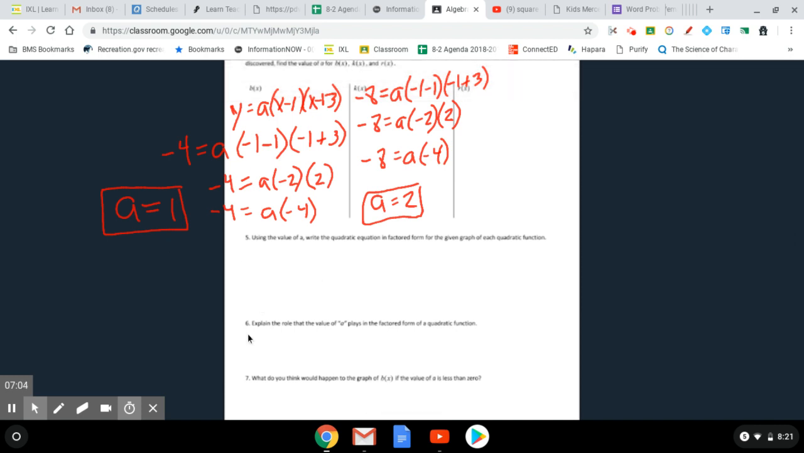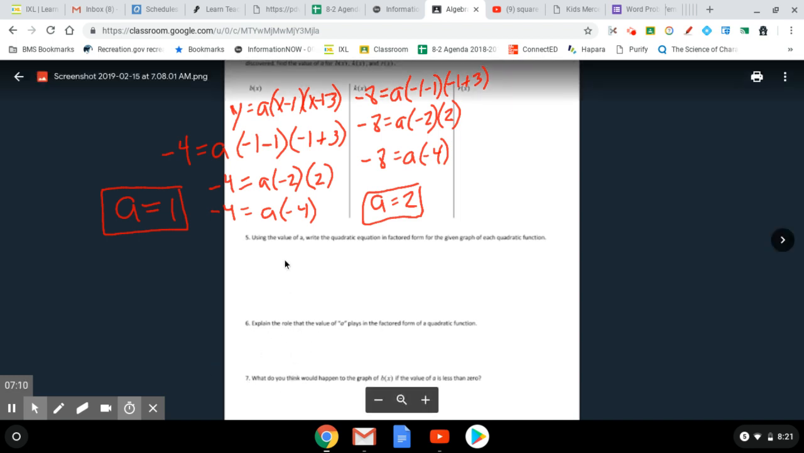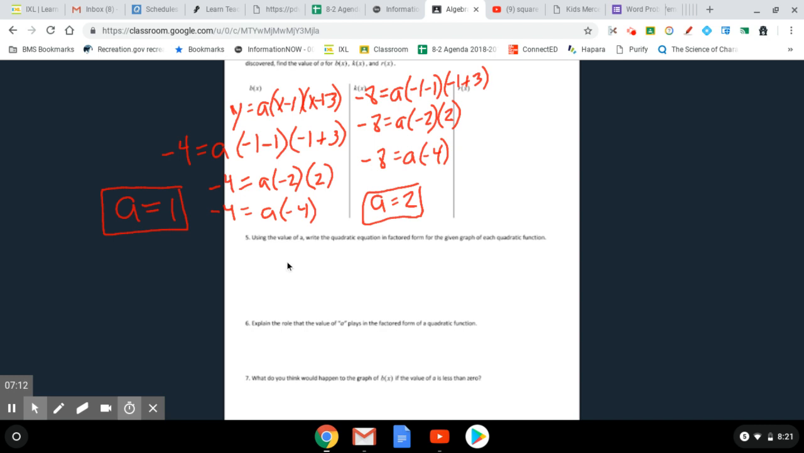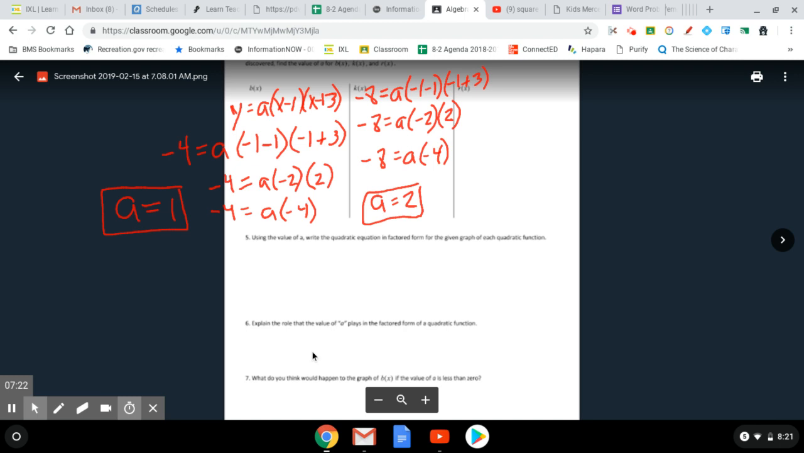So to help you answer number 5, number 6, and number 7. Well, number 5 is just writing the equation. Okay. I'll write k of x for you so you can at least see one example of that. And then you're going to have to answer 6 and 7 on your own.